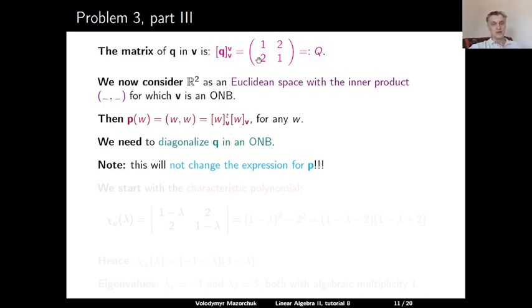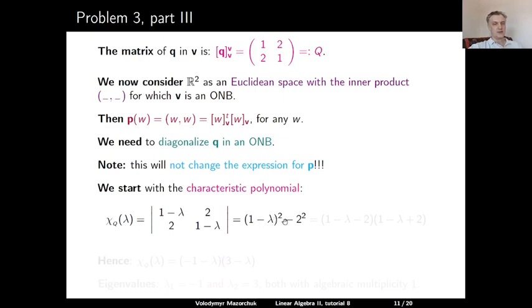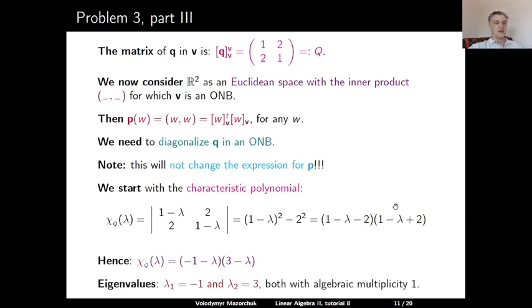So now let's try to diagonalize our matrix 1, 2, 2, 1 in an orthonormal basis. We start with the characteristic polynomial. So we take the determinant of this matrix, subtracting lambda on the diagonal. So we have the determinant of 1 minus lambda, 2, 2, 1 minus lambda. This is equal to (1 minus lambda) squared minus 2 squared, and this is equal to (1 minus lambda minus 2) times (1 minus lambda plus 2). So the characteristic polynomial is equal to minus (1 plus lambda) times (3 minus lambda). The eigenvalues here are minus 1 and 3, both with algebraic multiplicity 1.